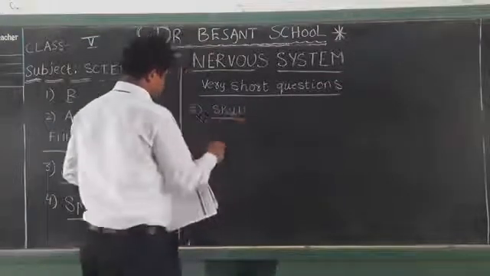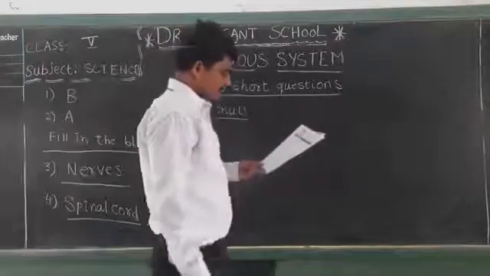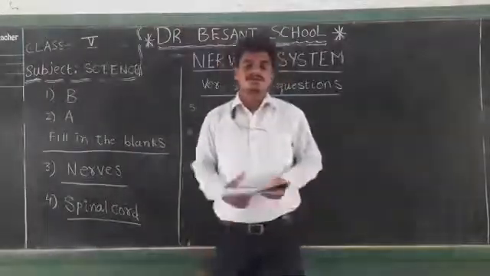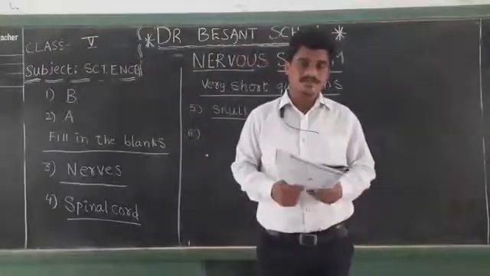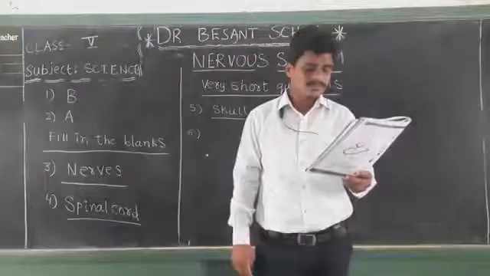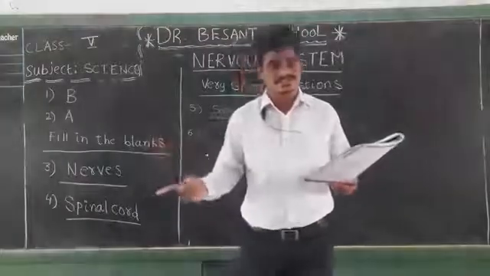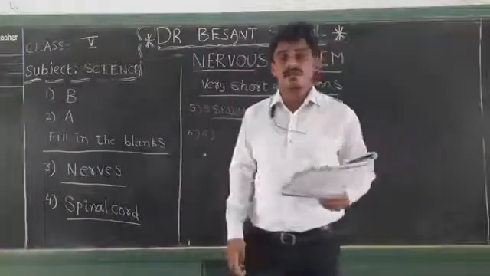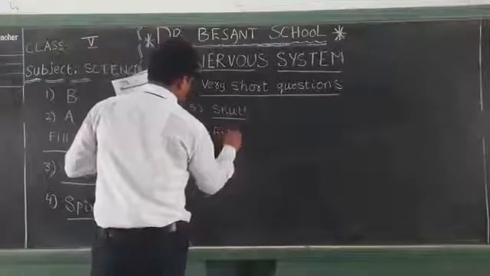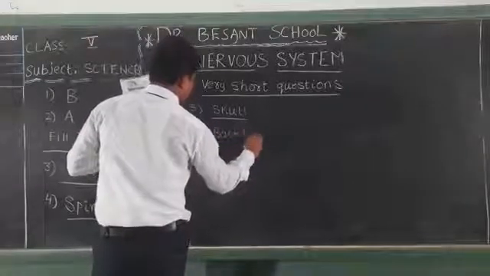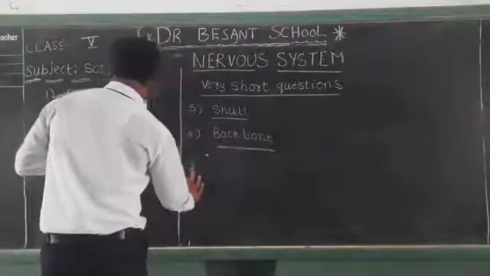A bony box-like structure that is nothing but skull. Sixth one. You know, brain leads into a fine tube-like structure, nothing but spinal cord. Spinal cord is protected by one structure that is known as backbone. Spinal cord is protected by one structure called backbone. It protects the spinal cord.